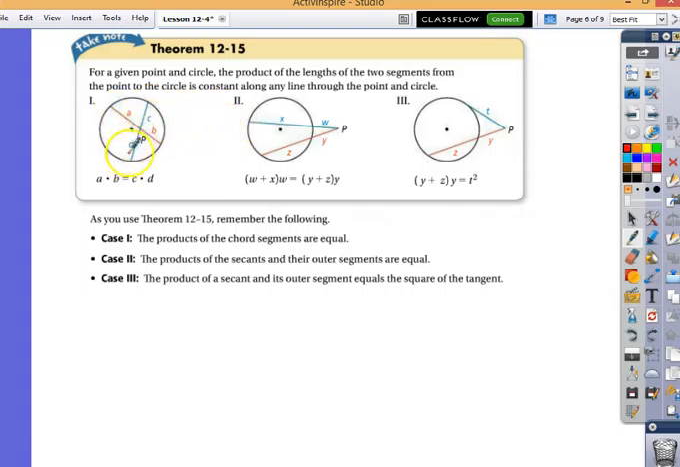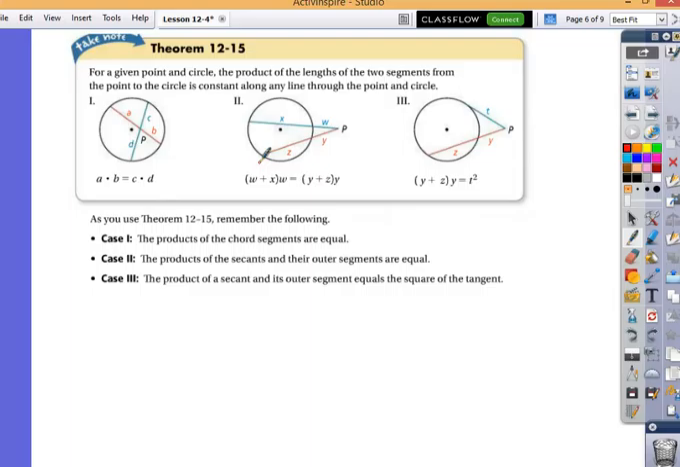In other words, the blue chord got divided, so if I take its 2 halves and multiply them together, and the red chord got divided, if I take its 2 halves and multiply them together, the two products are going to be equal to each other. We could do a proof about why that is, but I'm not going to.